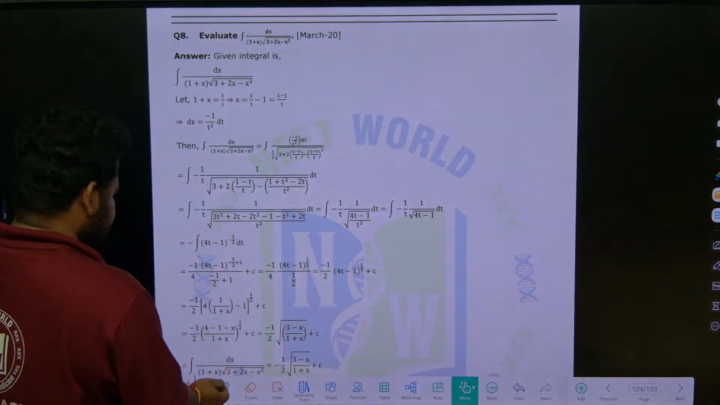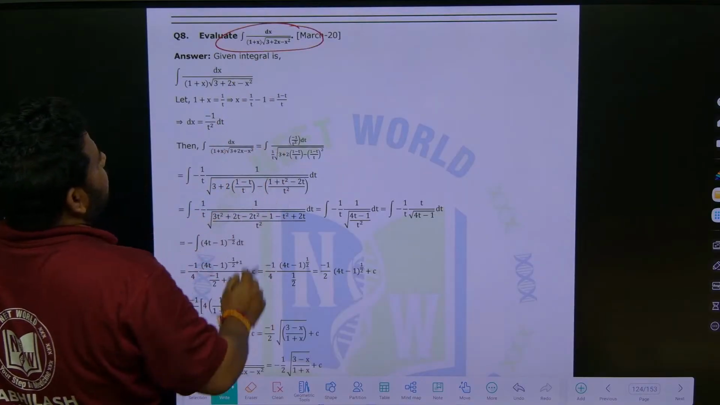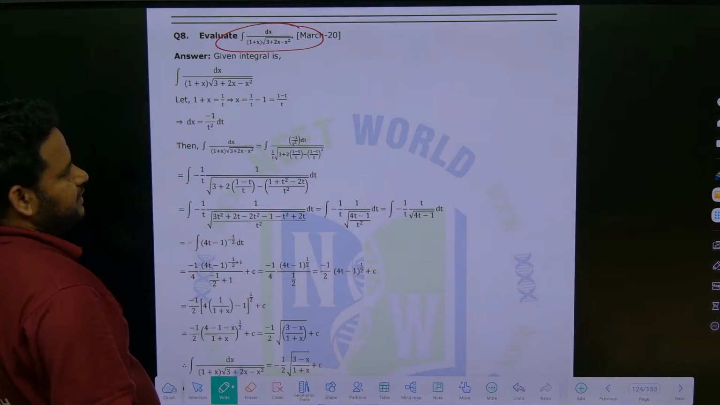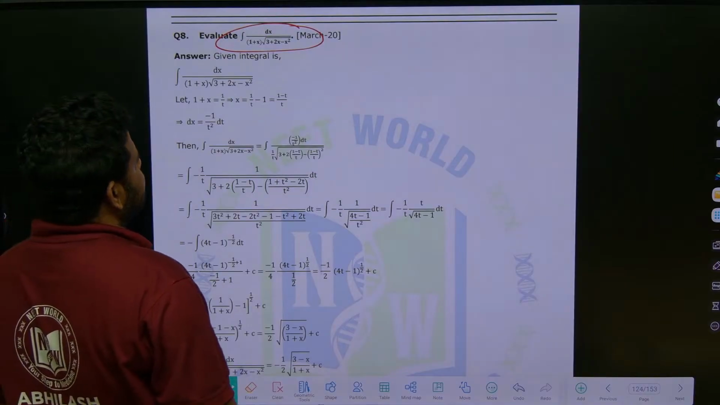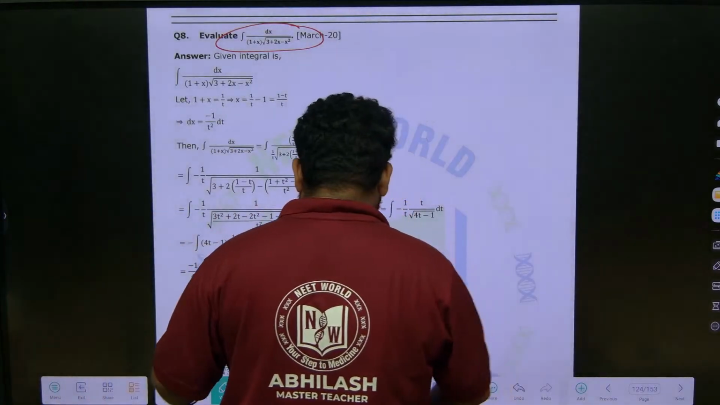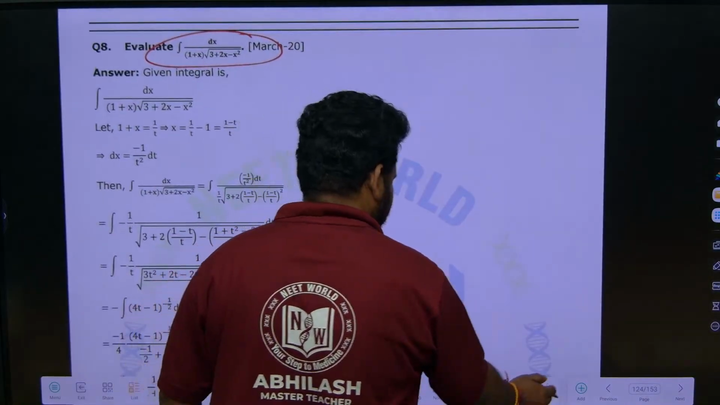So they are asking the integral of 1 by x into square root of 3 plus 2x minus x square. Okay, square root of 3 plus 2x minus x square. So how to solve this question? Let us approach this question. This is a new type of question, one of the unique types of question which you should know how to solve. That's why I am doing this.